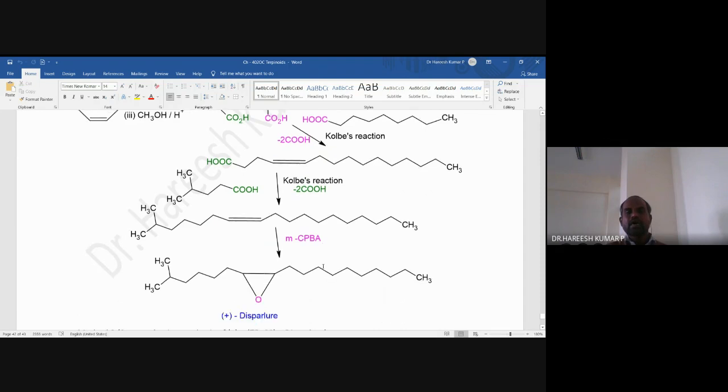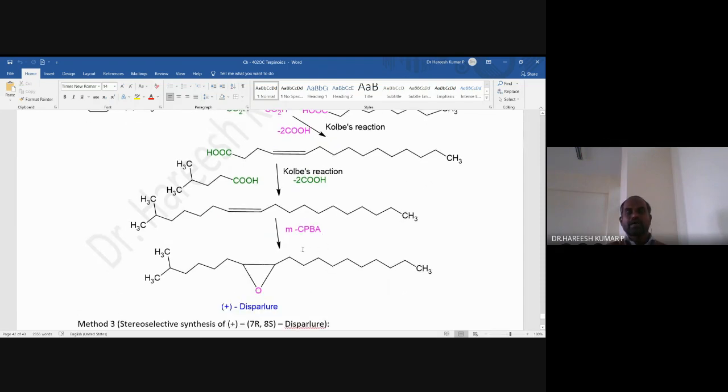This alkene, on treating with metachloroperbenzoic acid, it is a peroxide oxidation. Epoxide is the product. So this is about the second method of preparation or synthesis of plus Disparlure.